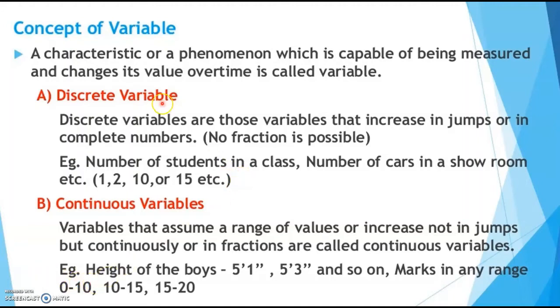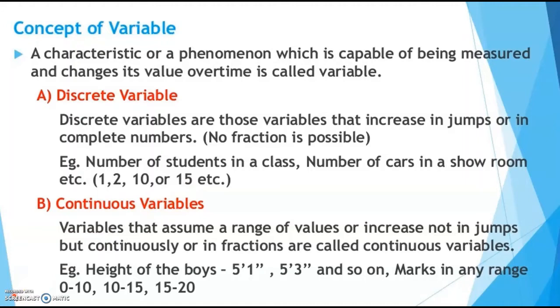They are broadly classified into two types, which are they? Discrete variable and continuous variable. Then what do you mean by discrete variable? Discrete variables are those variables that increase in jumps or in complete numbers. No fraction is possible. For example, number of students in a class, number of cars in a showroom, etc. So that means 1, 2, 10 or 15, etc.